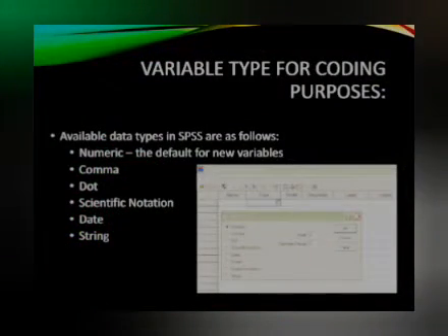For coding purposes, there are variable types. Available data types in SPSS are as follows: numeric, comma, dot, scientific notation, date, string.